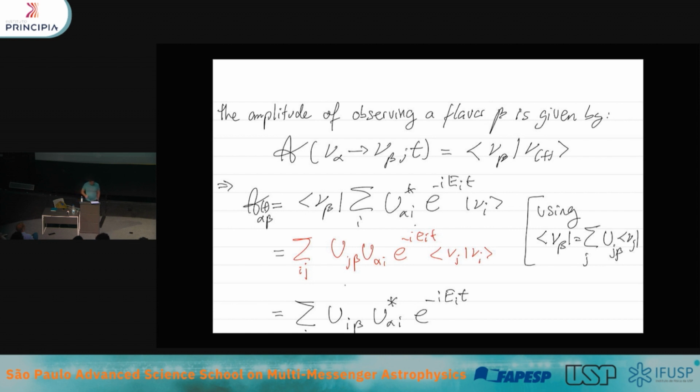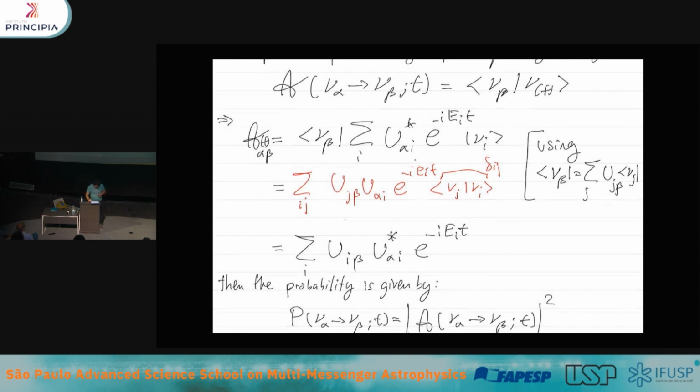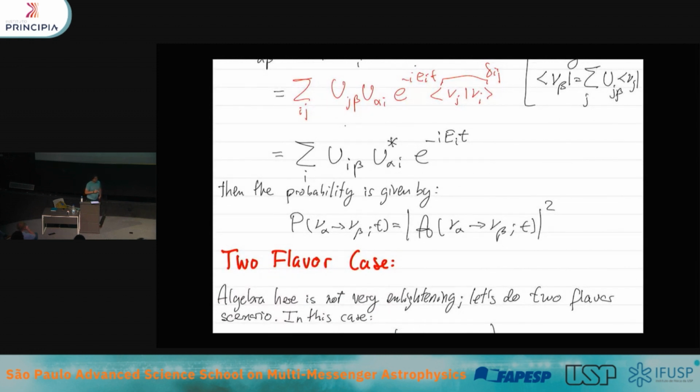This is just very basic quantum mechanics. And because the mass states are orthogonal, this thing here is just going to give you a Kronecker delta ij, and then you collapse that summation. And then you end up with the amplitude from going from flavor alpha to flavor beta after some time t given by this expression here, which just depends on these matrix elements, the U's, and the energies of your mass states. Okay. And then for the probability, you just have to follow the quantum mechanical recipe. To get the probability from the amplitude, you just have to square this here, and then you're done. We're done. That's it.